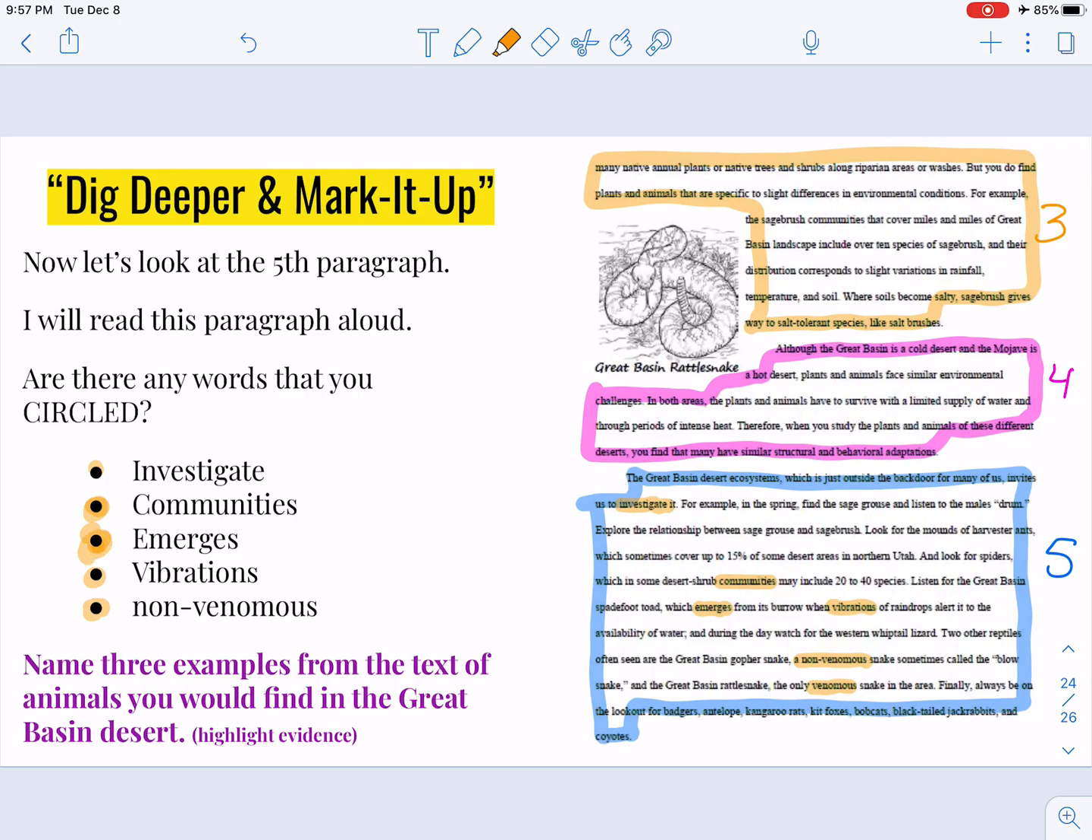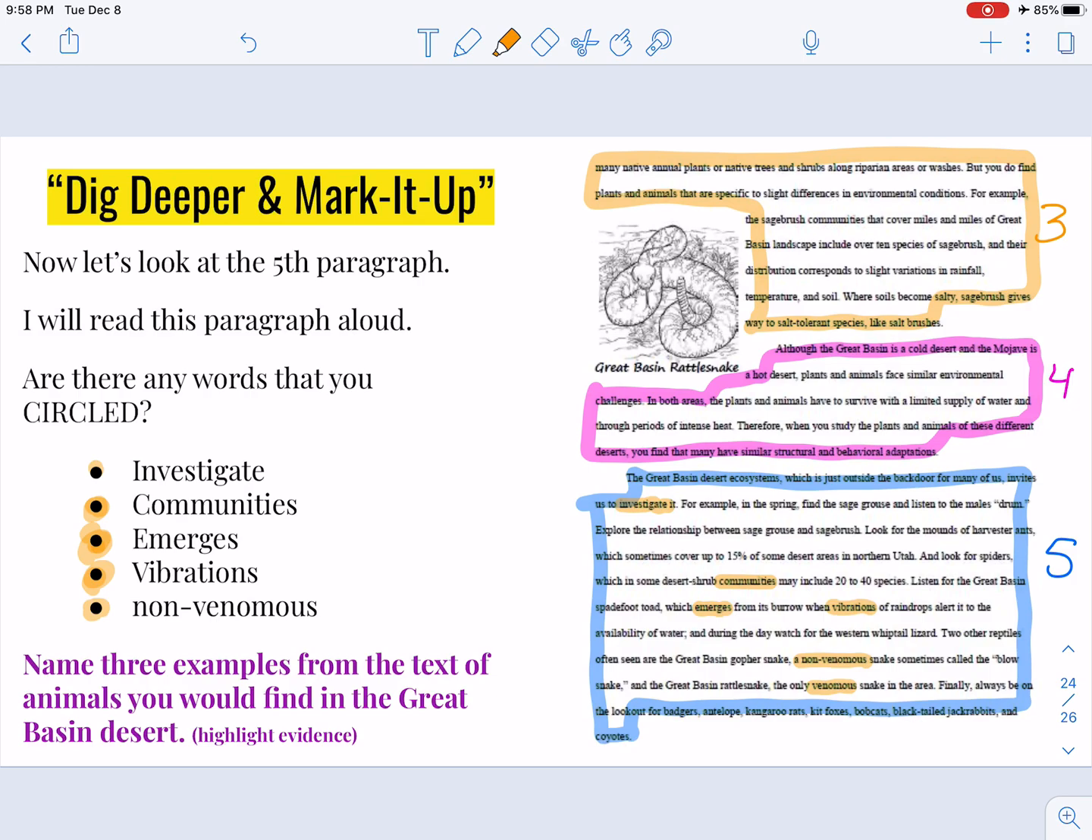When we talk about the word emerges when it comes to the Great Basin spadefoot toad, this means that it comes out, that it is finally leaving its burrow because of the vibrations of raindrops. Now, if any of you have been in a house that has a metal roof when it's raining really hard outside, you've probably heard the vibrations of the raindrops hitting that roof so hard. The same thing happens for the spadefoot toad when it's in its burrow and the rain comes.